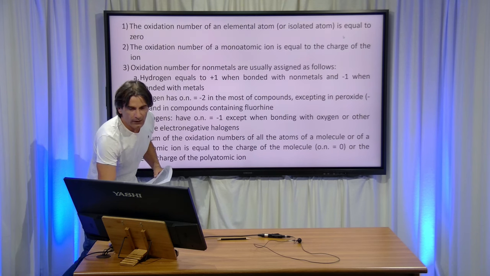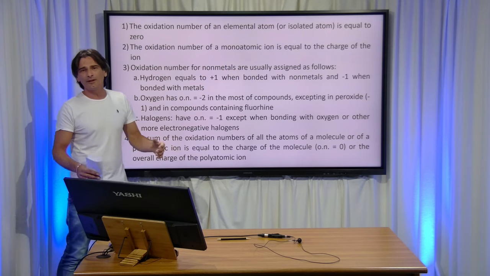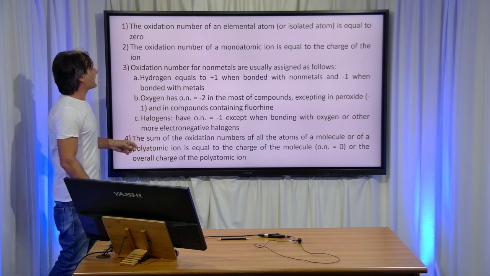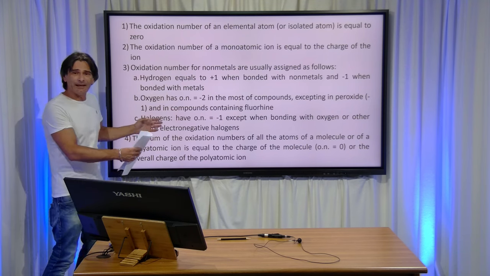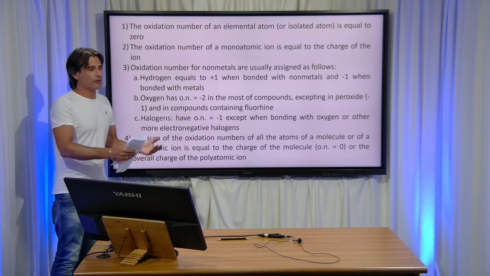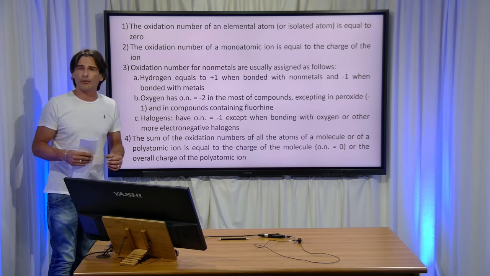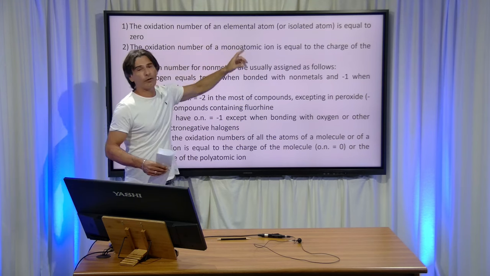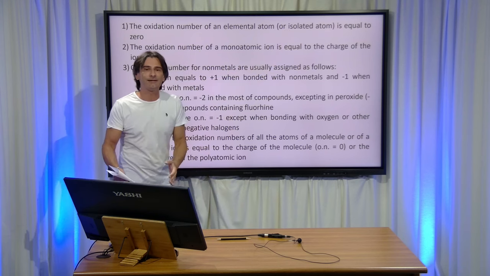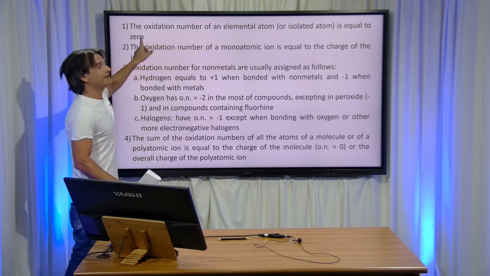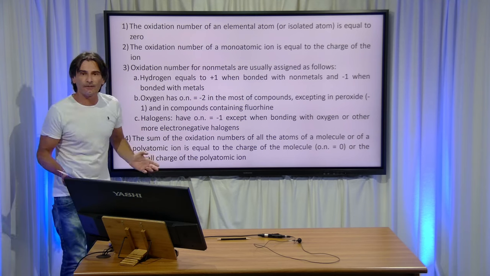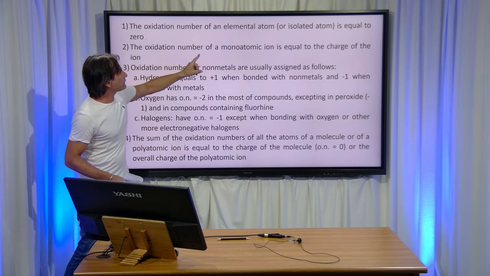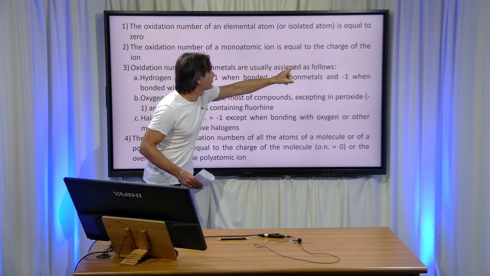So, here I have reported some indications, some rules regarding the assignment of the oxidation numbers to the elements contained in a compound. And of course you can find more detailed indications in your book, in the lesson of Professor Panzini. First, the oxidation number of an elemental atom, or of an isolated atom, or in its fundamental state, is equal to zero, because there isn't polarized charge. An isolated atom is neutral. The oxidation number of a monoatomic ion is equal to the charge of the ion.